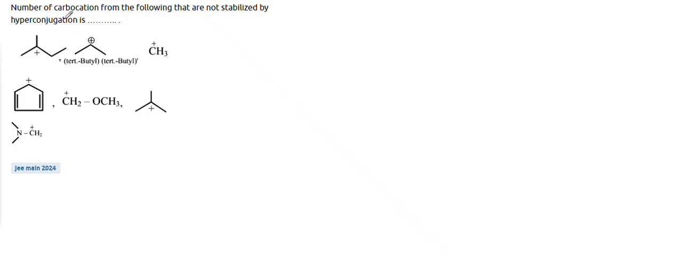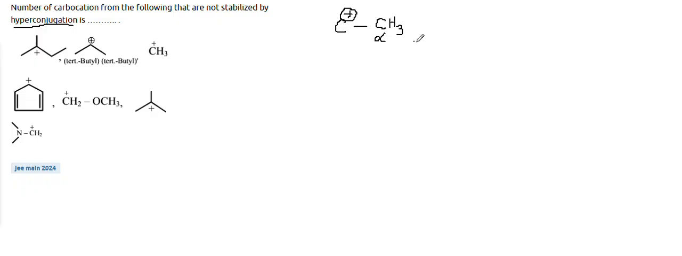The question is: the number of carbocations from the following that are stabilized by hyperconjugation. What is hyperconjugation? Hyperconjugation is observed in carbocations that should contain an alpha carbon. This is the alpha carbon. The alpha carbon should contain at least one hydrogen. Then only hyperconjugation is possible.